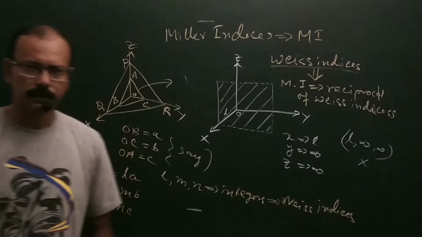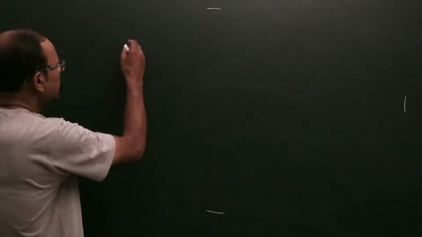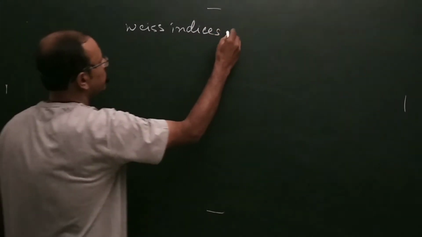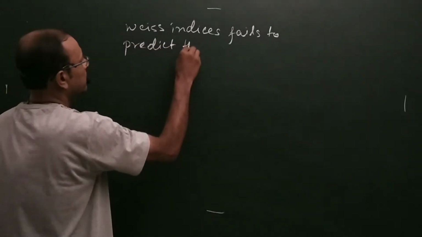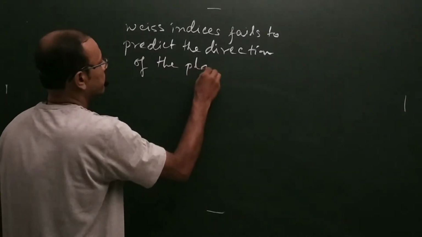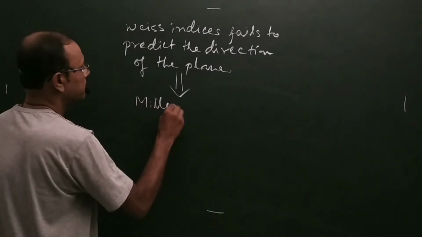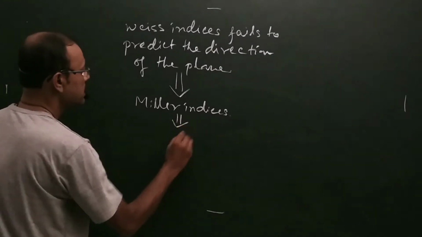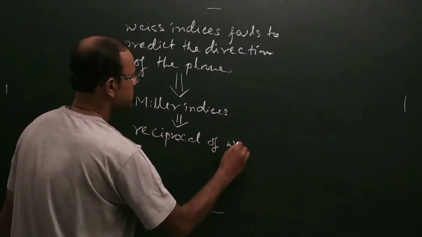So now we will start studying the Miller indices. We have already learned that Weiss indices fail to predict the direction of the plane. Therefore, we have come to the new idea which is called Miller indices. We have already seen that Miller indices are the reciprocal of Weiss indices.